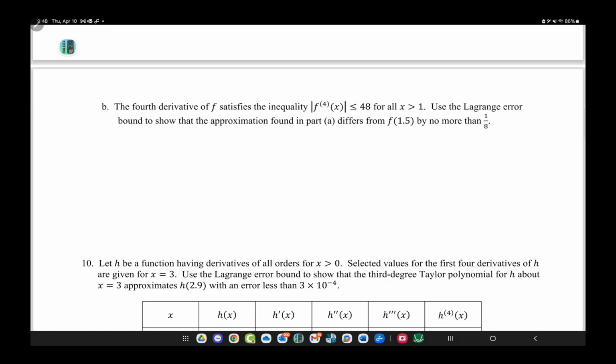Now, the Lagrange error bound is going to ask you to take your approximation, like part B of that last question, and then show that the next, since it goes to 2, what's my next? The third value, the third estimation, the third term, basically. Use Lagrange error bound to show that the approximation from the previous answer differs from the actual value by less than this. Okay, so basically this question right here.